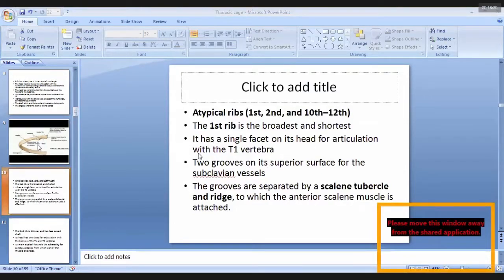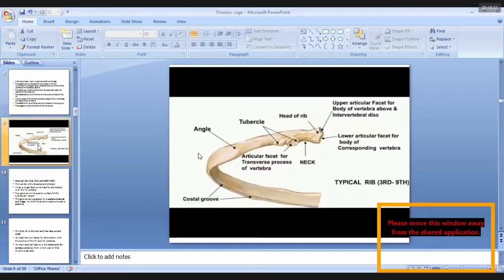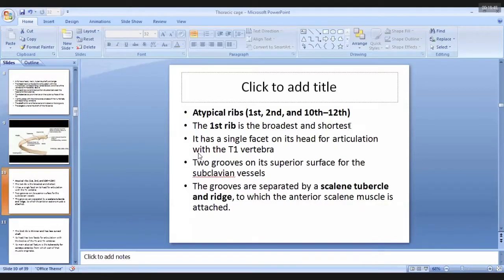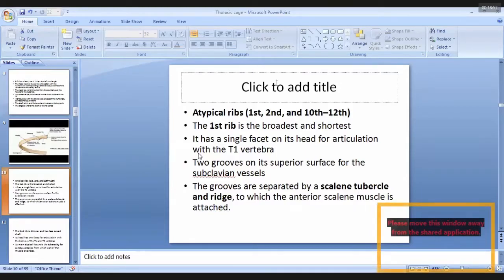We have discussed the features of the typical ribs. If there is a difference in the features, then the ribs are known as atypical. The first rib, second rib, and 10th, 11th, and 12th ribs are known as the atypical ribs because they have different features from the typical ribs. So first of all, the features of the first rib, why this one is known as an atypical rib. The first rib is much broader and shorter as compared to the typical ribs.